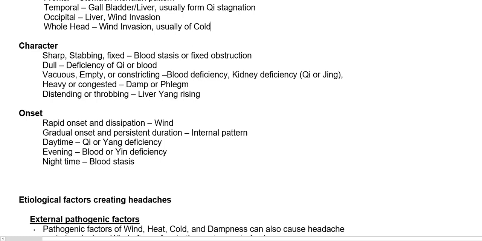I included it again because we see it show up in some of the TCM books, but mostly if we have a vacuous or empty feeling, think blood deficiency and maybe qi deficiency. Heaviness or congestion, we don't really need too much thinking to know that this is damp or phlegm. And distending or throbbing, this is usually liver yang rising.